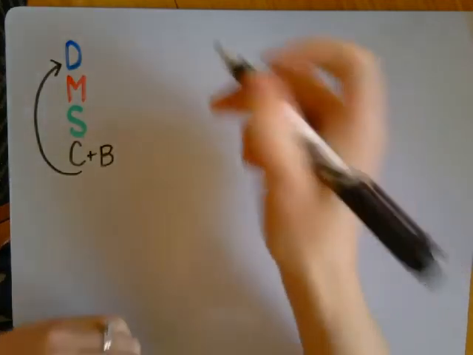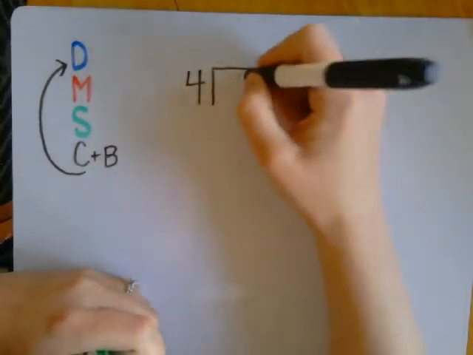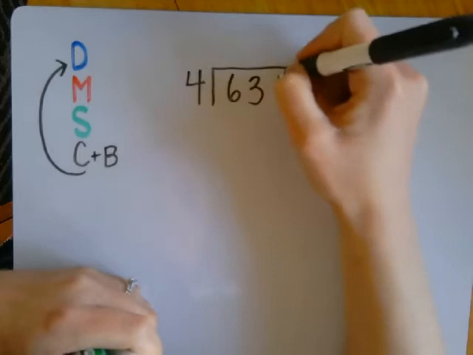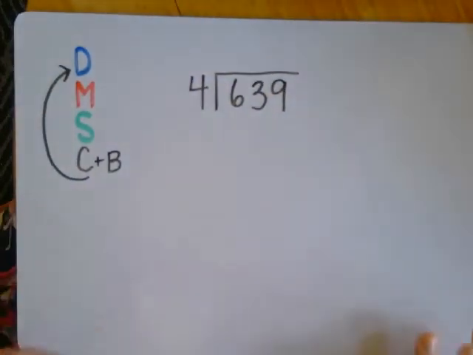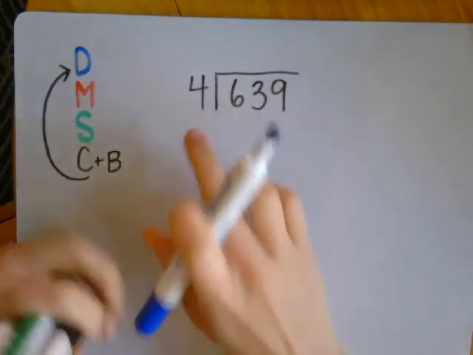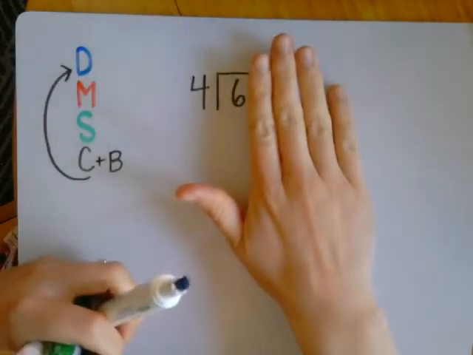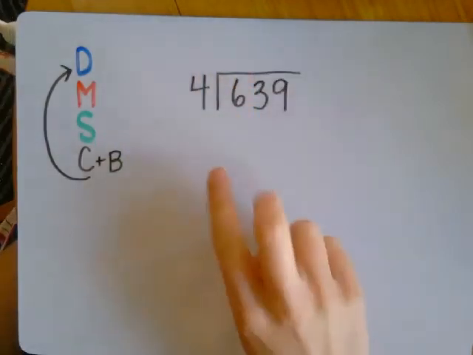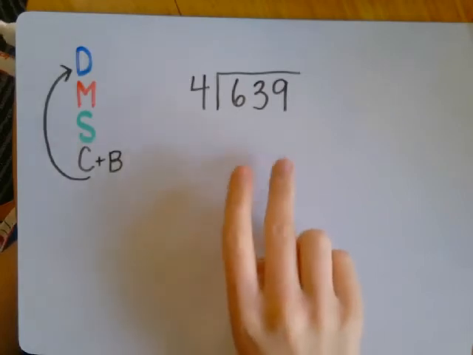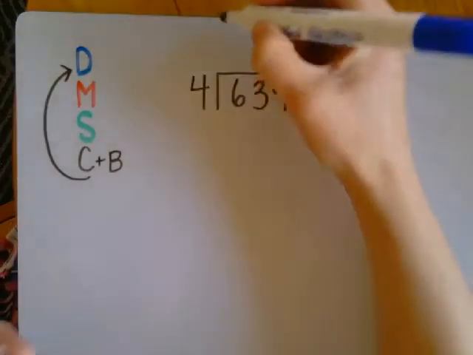Let's say we start with 639 divided by 4. My first step is to divide. So I need to divide 6 by 4. In order to do that, I need to ask myself, how many groups of 4 can I make out of 6? So if I count by 4s, 4, 8, if I get to 2 groups, that's too many. So I know I can make 1 group of 4 out of 6. So that 1 goes right above the 6.